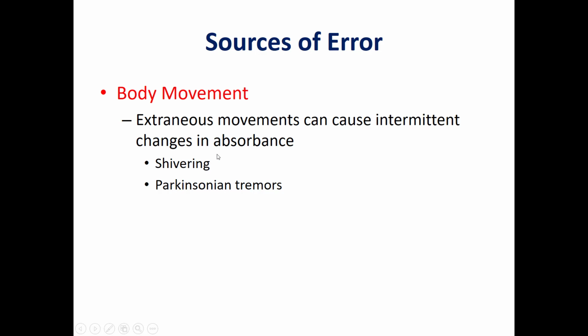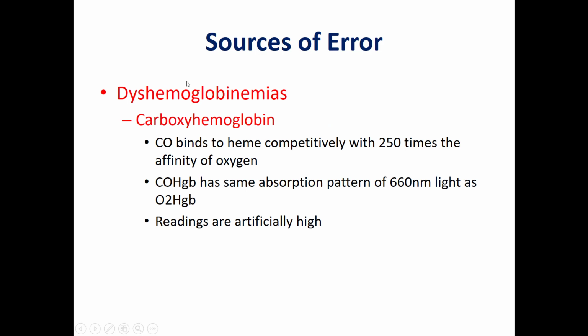Body movement, for example, in the case of shivering or a Parkinson patient. A patient with Parkinson disease will have body movement, which also leads to noise in the reading. Another problem, as we said before, is the presence of dyshemoglobins like carboxyhemoglobin, and we will cover this topic in the third generation.